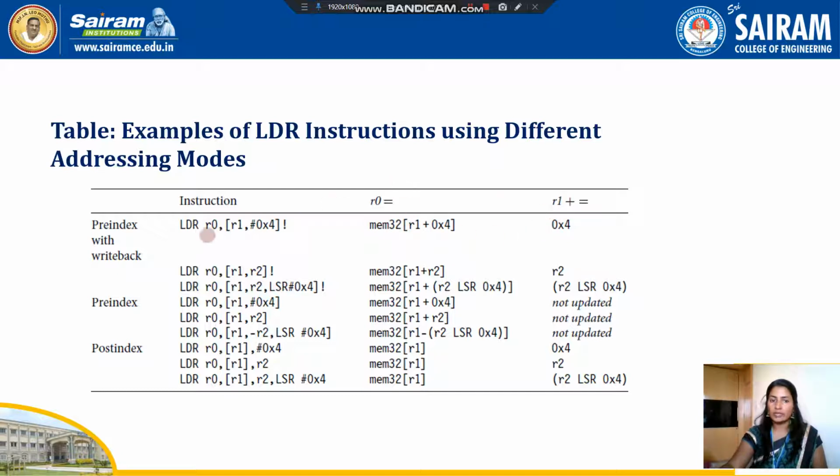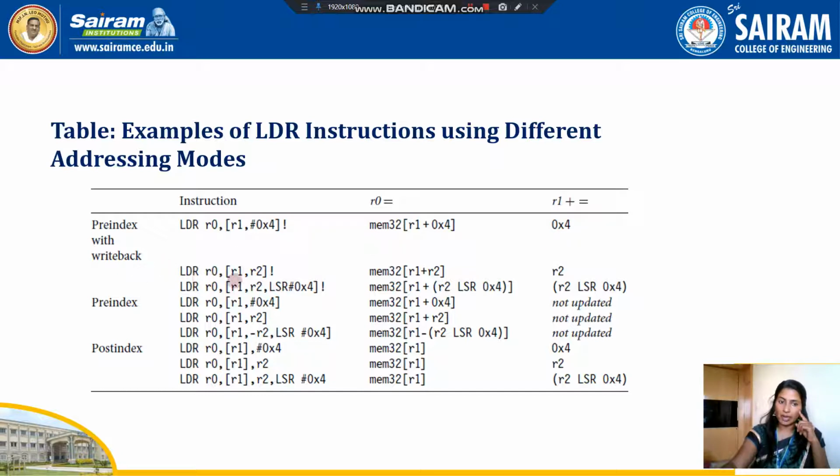Next, whether we have to update R1 or not. Yes, we have to update R1 because it is the write back method. If we are updating, what will be added to R1? 4 will be added to R1, so 04 is written here.